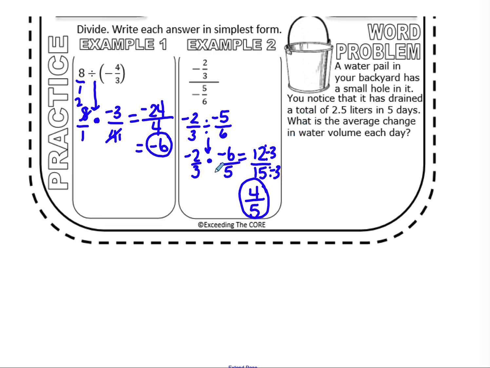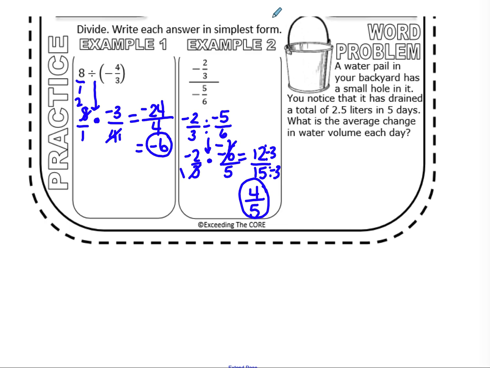If I wanted to cross cancel, the numbers that cross cancel are 6 and 3. They're both divisible by 3. 3 divided by 3 is 1. Negative 6 divided by 3 is negative 2. And then negative 2 times negative 2 is 4, and 1 times 5 is 5.